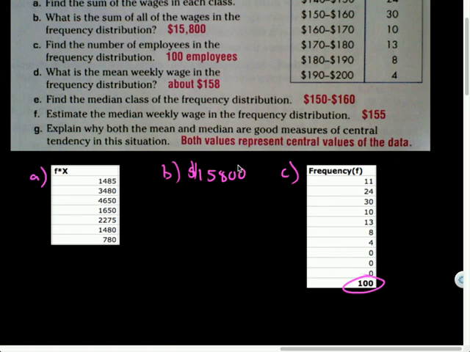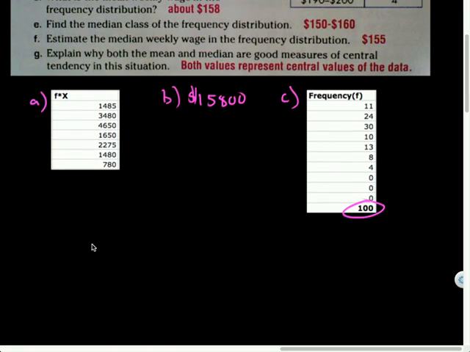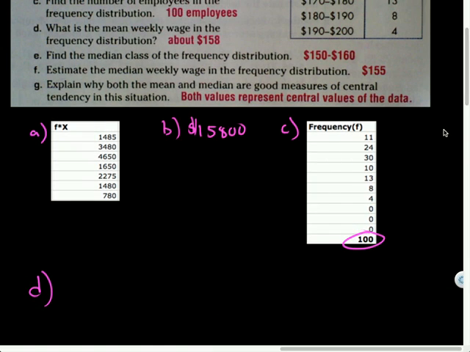And then they say, what is the mean weekly wage in the frequency distribution? So based off of this information, not even considering the formula, how would you have calculated that? On average, what is the manager paying out per employee? Wouldn't you do F times X?